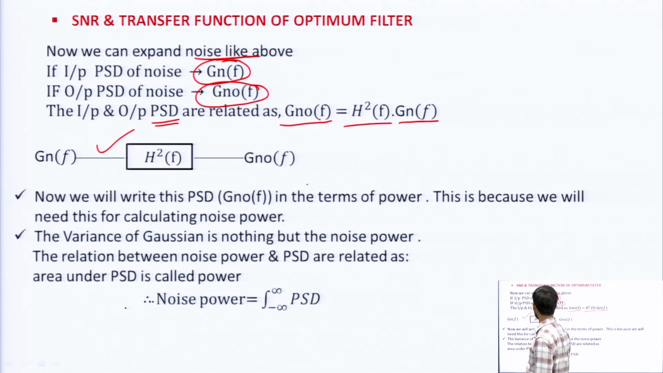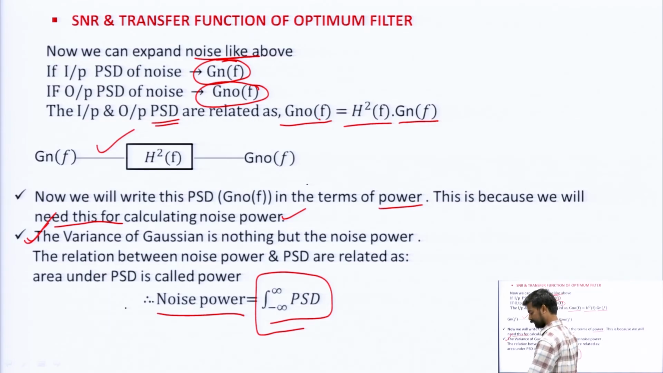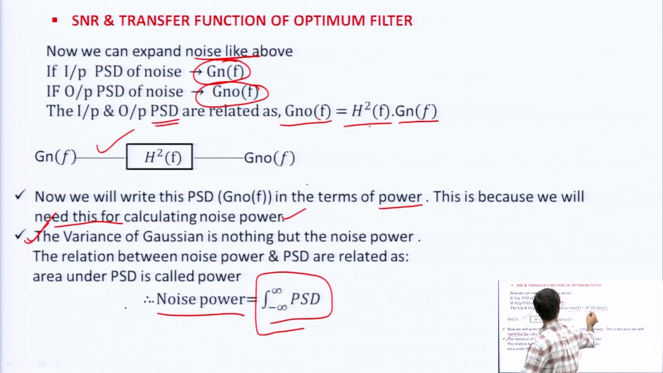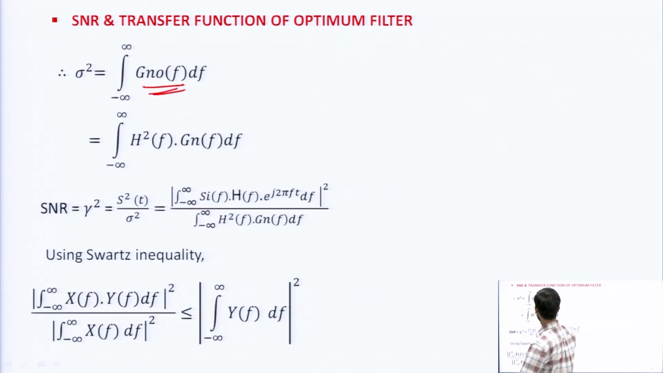model. Now, we will write the PSD in terms of power, because we will need this for calculating the noise power. The variance of Gaussian noise is nothing but the noise power, this is the main important point. The relation between the noise power and the PSD is that the noise power is the integration of the power spectral density. So, sigma square equals the integration of the power spectral density. I know the power spectral density is |H(f)|^2 into GN(f), so this is |H(f)|^2 GN(f).